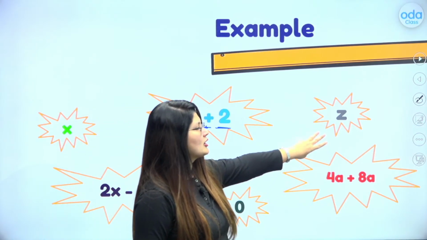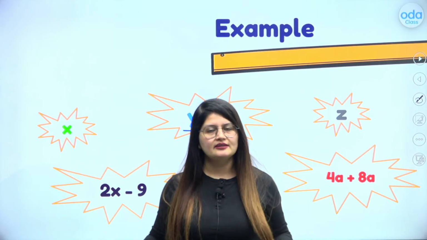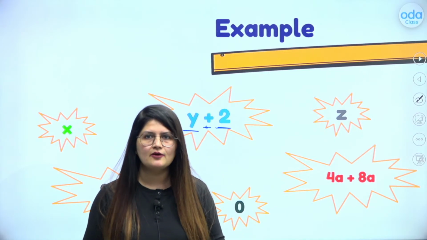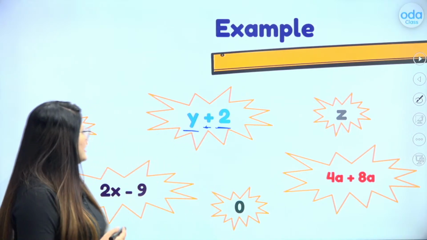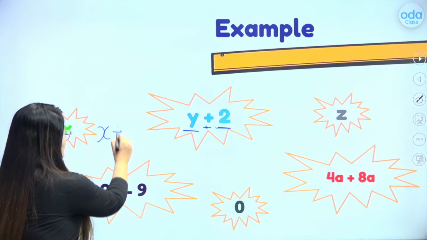Now, if I talk about z or this x, are they expressions? You will say, ma'am, there are no constants. We cannot see any operation here. But now I will ask you one question. If I have to write this x, can I write this x as x plus 0?